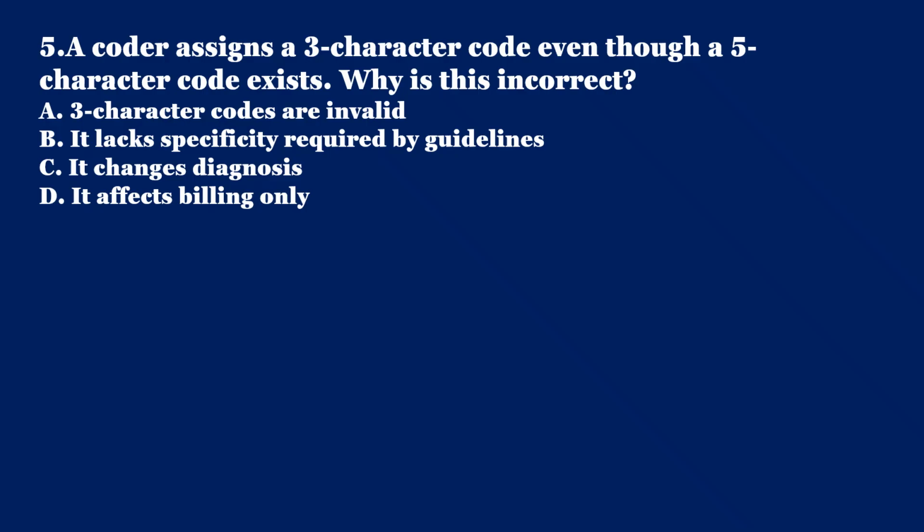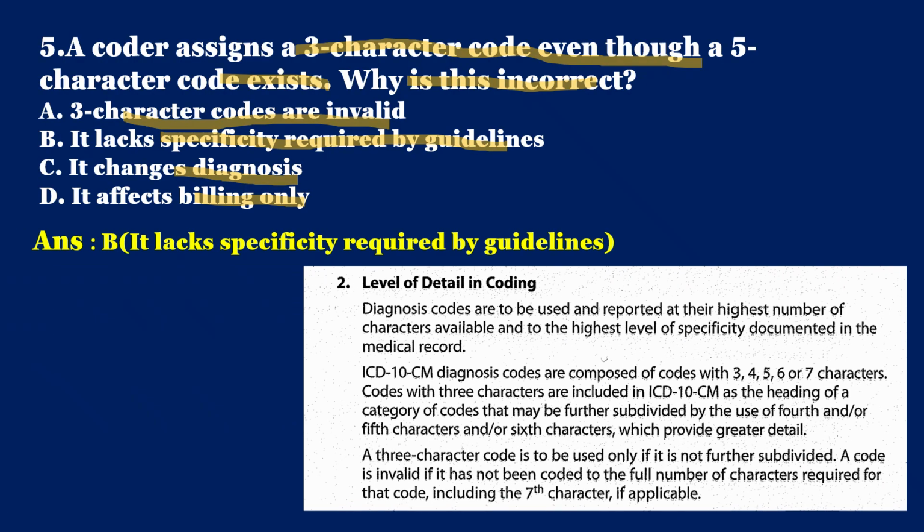Fifth question. A coder assigns a 3 character code even though a 5 character code exists. Why is this incorrect? In this question they are saying a coder assigned a 3 character code for a particular condition even though a 5 character code exists for that condition. So this is wrong. The options are: 3 character codes are invalid, it lacks specificity required by the guidelines, it changes diagnosis, it affects billing only. So the answer is B. It lacks specificity required by the guidelines.